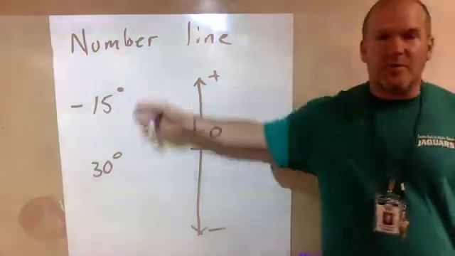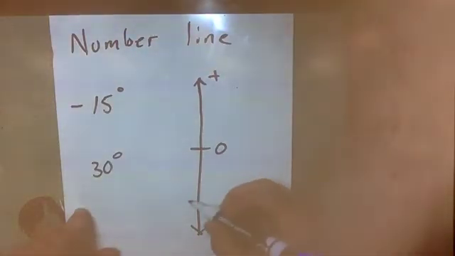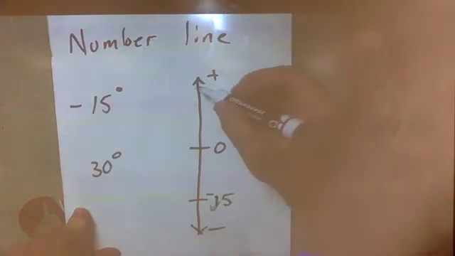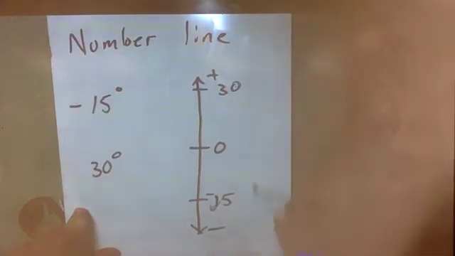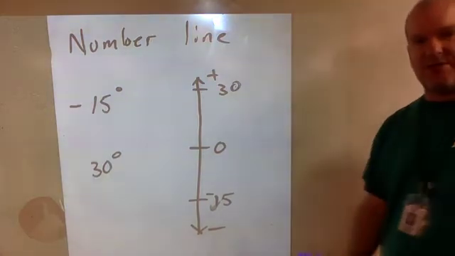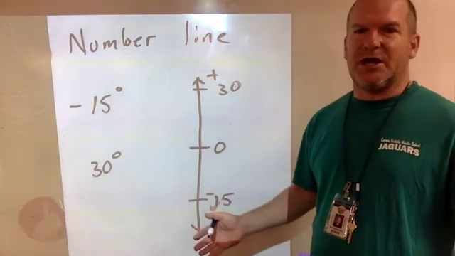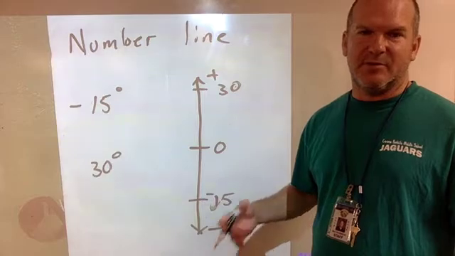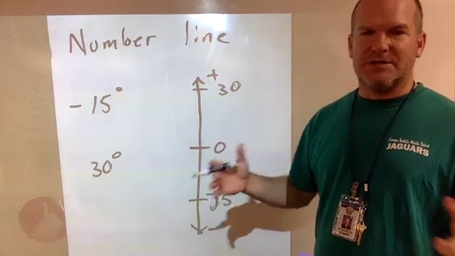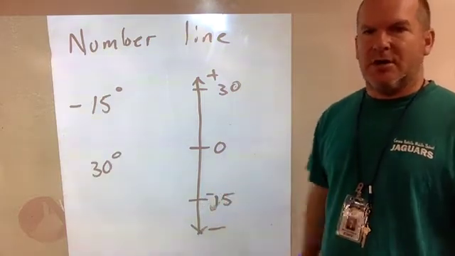So the starting point was at negative 15. So we're down here at negative 15. And we go all the way up to positive 30 by the end of the day. And the question will be something like, what was the change in temperature from the morning to the afternoon? What was the overall change?